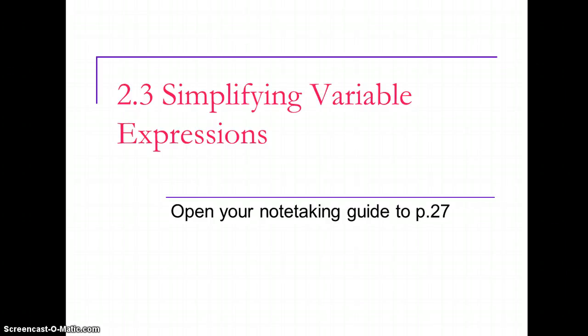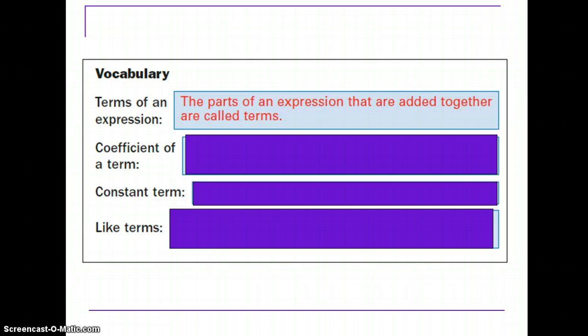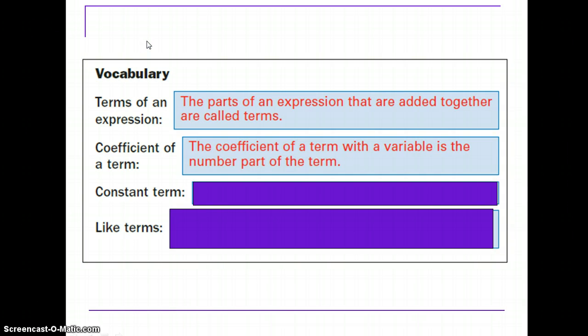Lesson 2.3, Simplifying Variable Expressions. Terms of an expression are the parts of an expression that are added together. Coefficient of a term with a variable is the number part of the term.